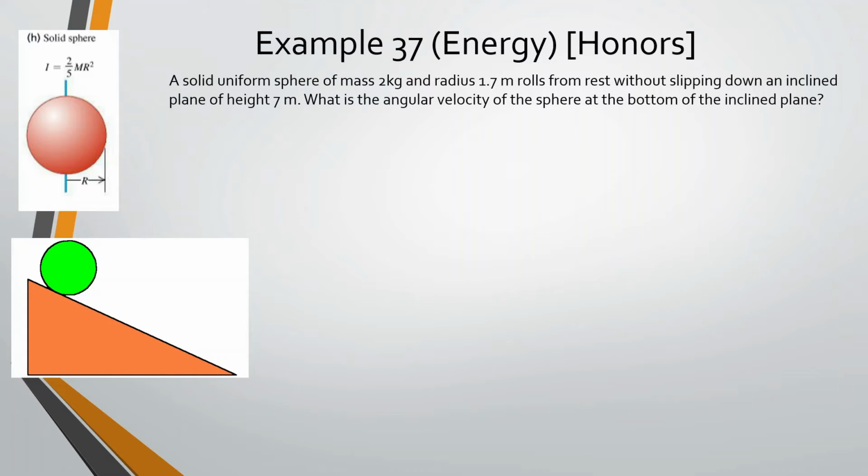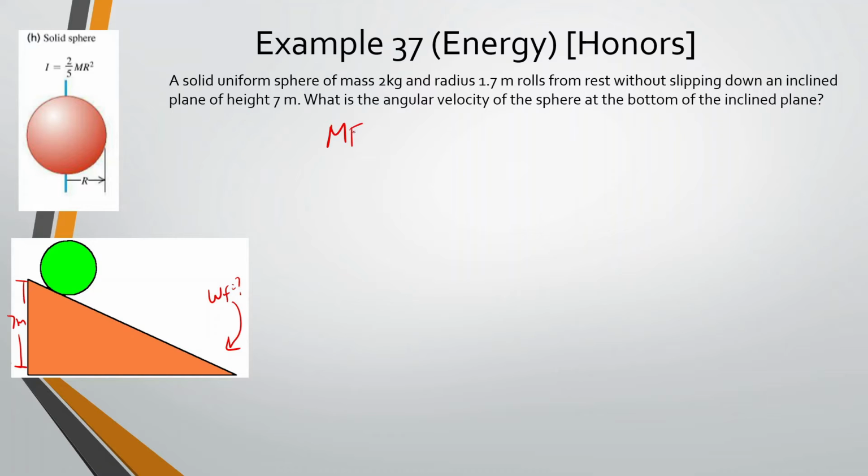A solid uniform sphere of mass 2 kilograms and radius 1.7 meters rolls from rest without slipping down an inclined plane of height 7 meters. Okay, this has a height of 7 meters. What is the angular velocity of the sphere at the bottom of the inclined plane? We want to find the final angular velocity. So let's figure this out.